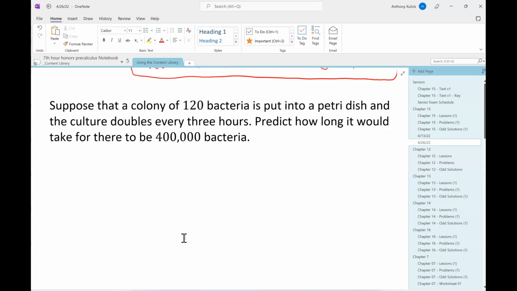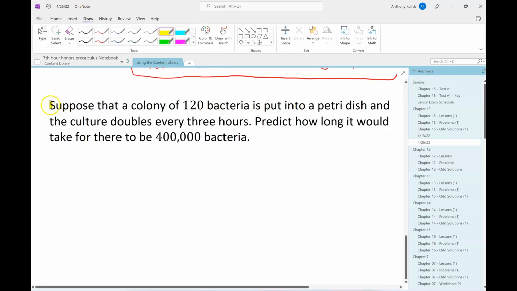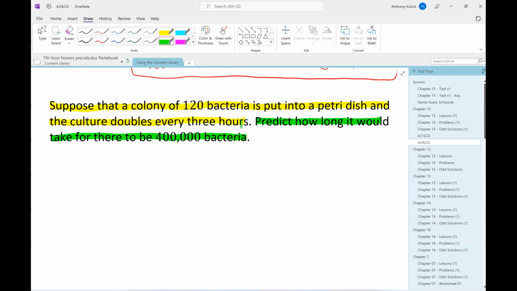Okay, so our next example says, suppose that a colony of 120 bacteria is put into a petri dish, and that culture doubles every 3 hours. Predict how long it would take for there to be 400,000 bacteria. When I read this, I really read 2 separate steps or parts of this question. This part that I've highlighted in yellow sounds like write a model for this situation. And then this part in green sounds like, okay, then use that model to solve for one specific scenario. Everybody cool with that?